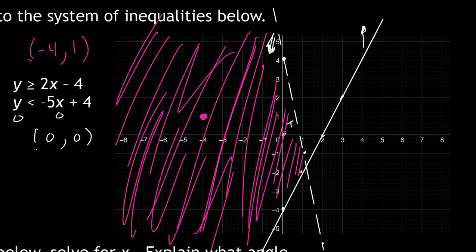Points, however, in this region, or this region, none of those points would satisfy both equations. They may satisfy one of them, but they wouldn't satisfy both. Only those in the purple region are solutions to our system of linear inequalities.